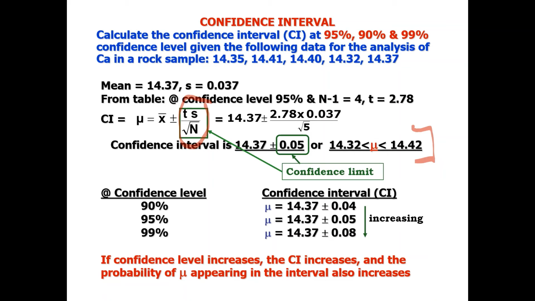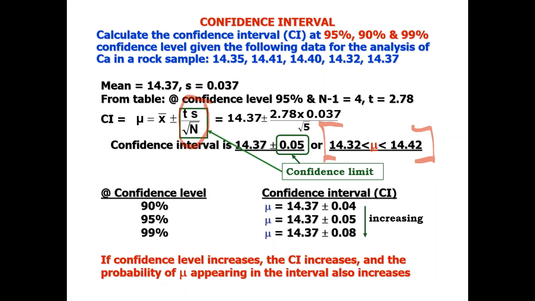The range 14.37 plus minus 0.05, you get what is meant by confidence interval. The smaller the confidence limit, the smaller the confidence interval. So if you get a confidence limit to be very small, what do you need to have? You need to have a small t.